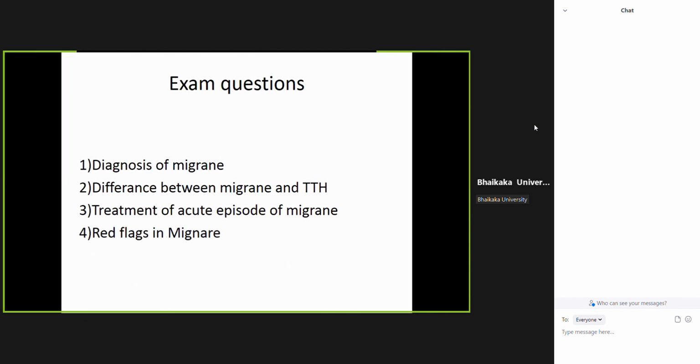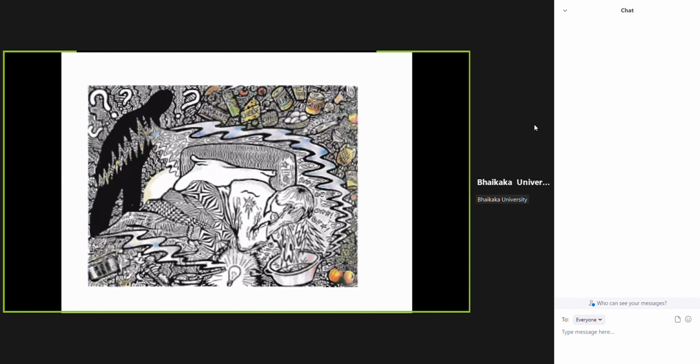So I hope now we will remember that whenever headache comes, you should differentiate between primary and secondary headache. You should look for the red flags, and whenever red flags, admit the patient, go for imaging and further management.